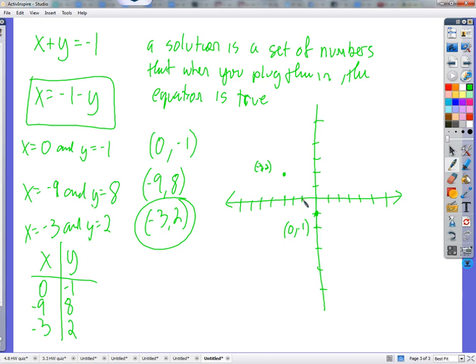How about x is negative 1, what would y have to be? 0, so negative 1, 0. That's a solution. How about x is negative 2, what would y have to be? 5? Wait, no, never mind. You have to add them together and get negative 1. So 1? Yeah. Negative 2, 1. What if x is 3? Negative 4, 1, 2, 3, and negative.